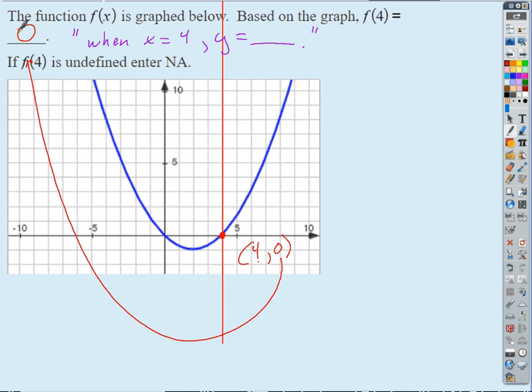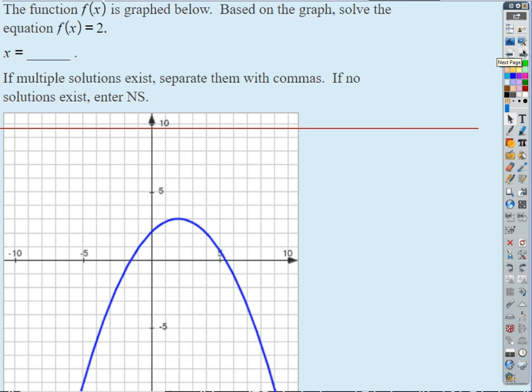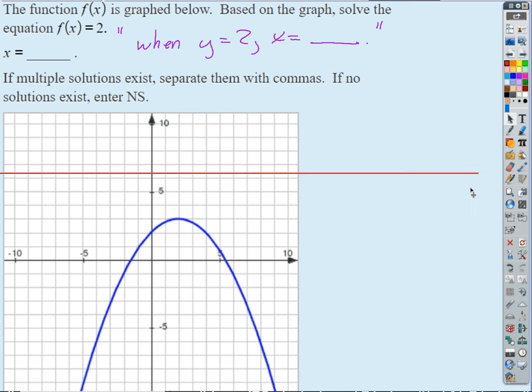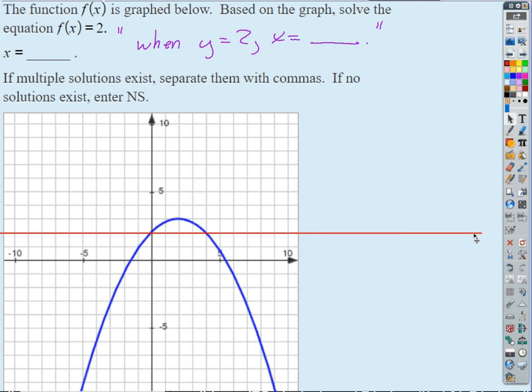Easy. Okay. And then this question is just kind of the reverse, isn't it? It's saying solve the equation f of x equals 2, x equals what, right? Well, how would we restate that one? What are we looking for here? X. What are they telling us? When y equals 2, x equals, fill in the blank, right? So where does y equal 2? Well, y equals 2 every place on that horizontal line, doesn't it? Aren't those all the places where y equals 2?